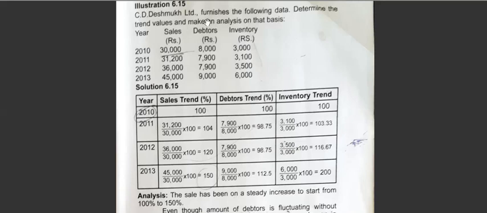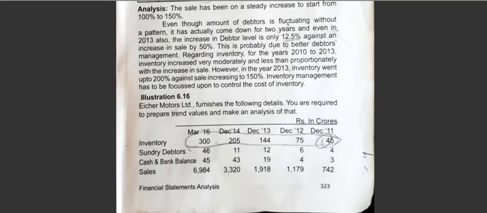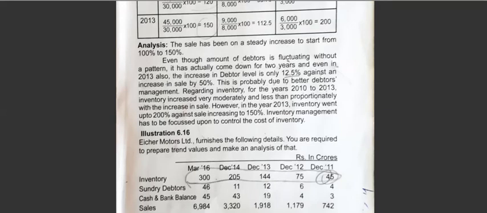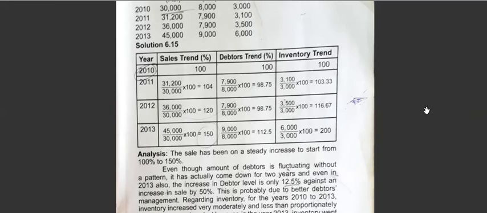Okay, if they ask you to analyse, you can see that the sales value has been steadily increasing from the start. Sales values are increasing from 100 to 104, 104 to 120, 120 to 150. But what about inventory? Inventories are also increasing. It means because of the increase in sales, the inventory also increases.